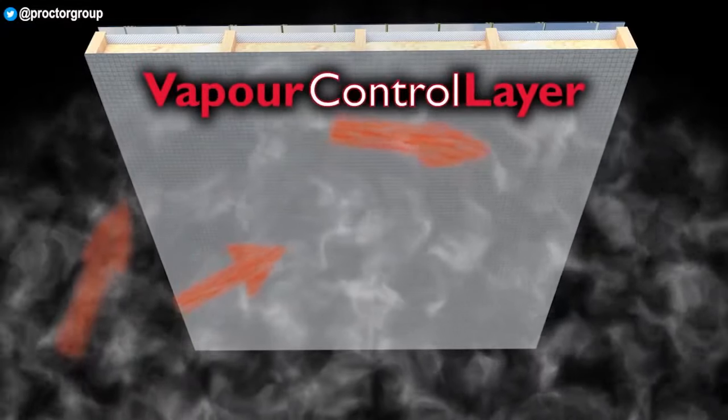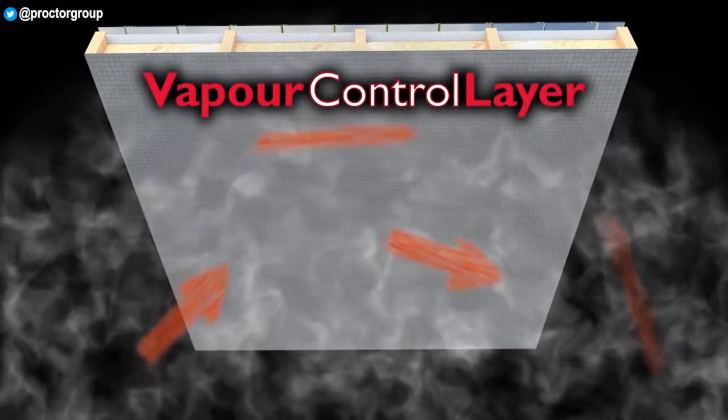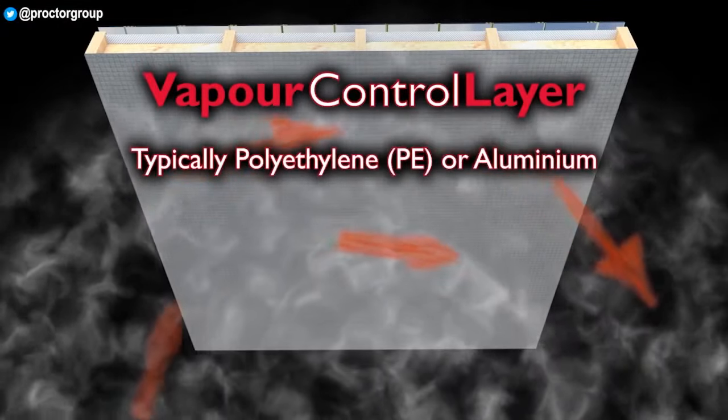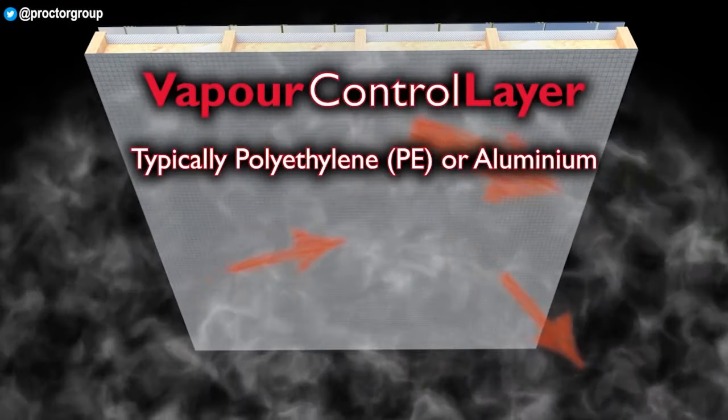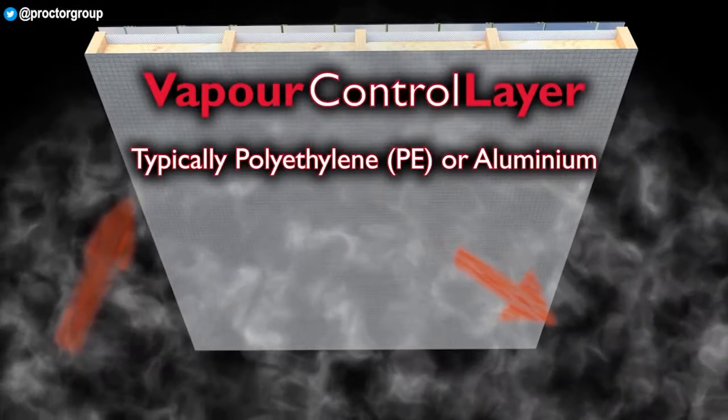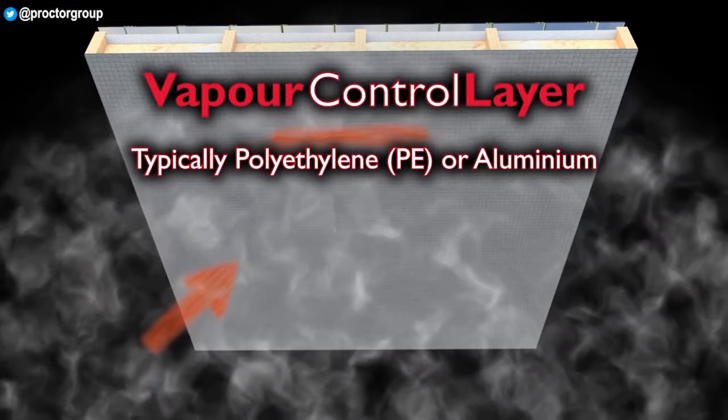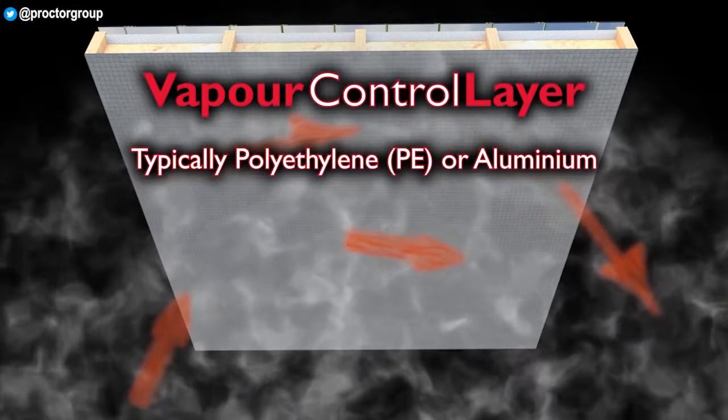Vapour control layer. Vapour control layers are generally polyethylene. However, if higher performance is required, this is usually supplemented with a layer of aluminium. The performance required from a vapour control layer is more closely linked to the building usage than is the case for breather membranes.